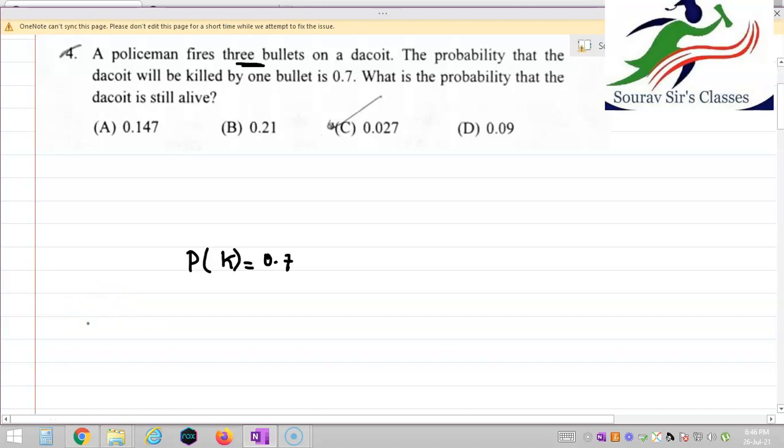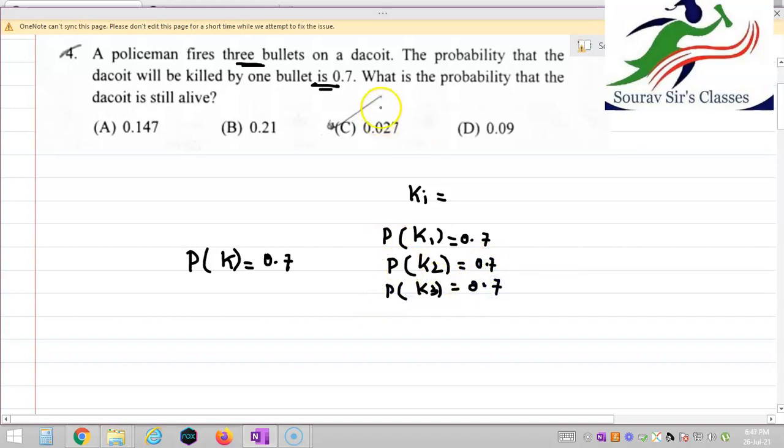If I denote Ki as the event that the dacoit will be killed by the ith bullet, then K1 is that the dacoit will be killed by the first bullet, K2 by the second bullet, and K3 by the third bullet. The probability of K1 is 0.7, the probability of K2 is 0.7, and the probability of K3 is also 0.7. So we need to find the probability that the dacoit is still alive.